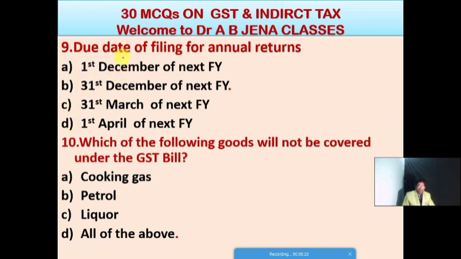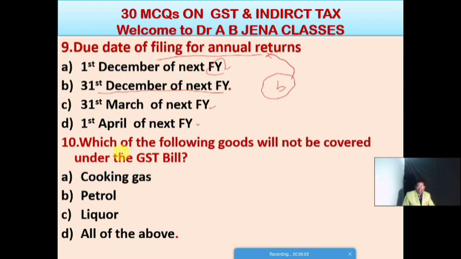The due date of filing the normal annual returns. Option A, 1st December of next FY; option B, 31st December of next financial year; option C, 31st March of next financial year; option D, 1st April of next financial year. So option B is the right option for this MCQ. The due date of filing of annual returns is the 31st December of next financial year.